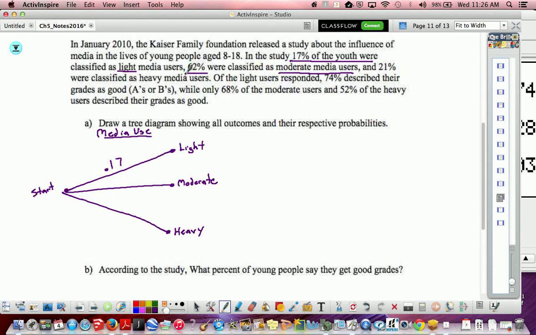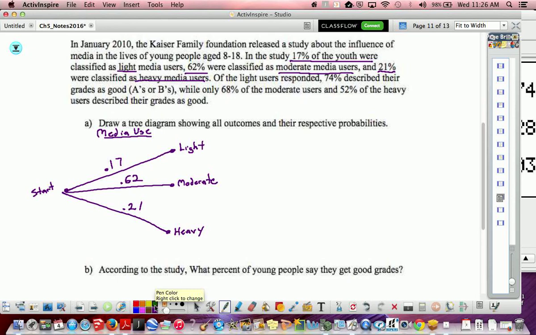Moderate media users, 0.62. And heavy media users, 0.21. So that's our first event. It's basically like saying these are my probabilities of A. Probability of being a light media user, a moderate media user, a heavy media user.